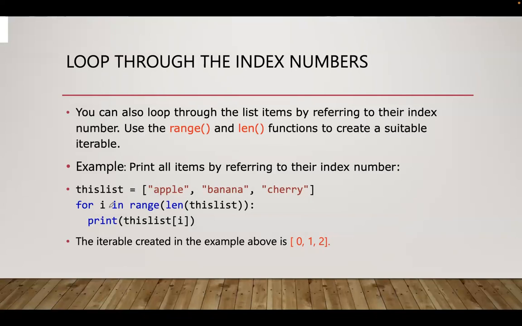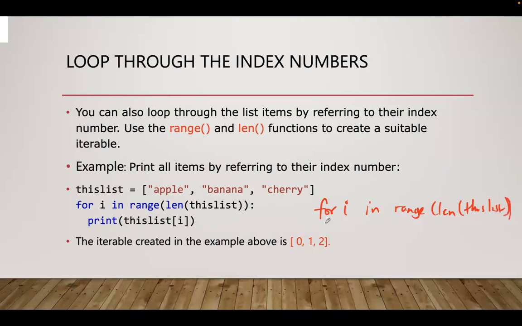Now if you take a look at this code very well, you've got this list. That is the name of the list. You say for i in range length of this list.